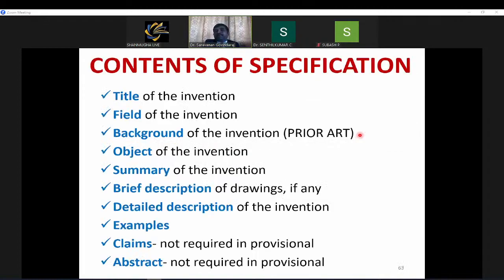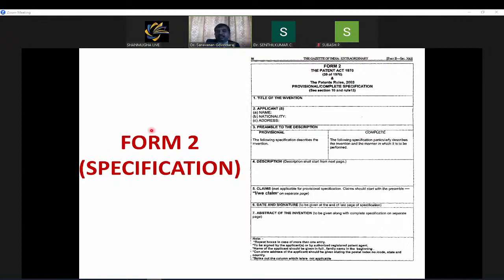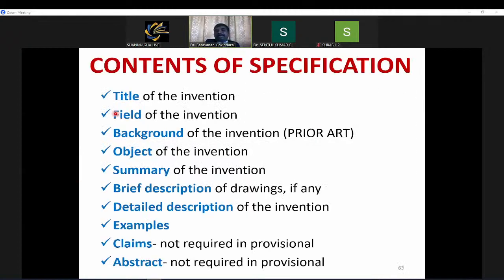Then in specifications, that is form number 2, what are all the contents in the specifications? That form was not visible clearly, that's why I separately wrote it here. So you should provide your title of invention, in which field your invention will come, the background of your invention, the object of the invention, and you should summarize your process.